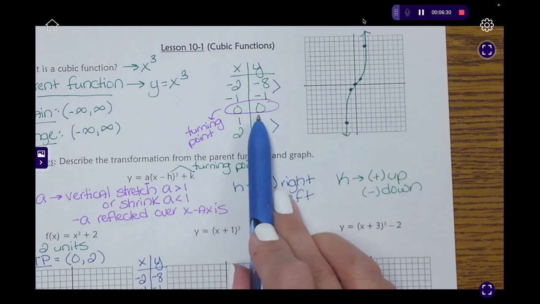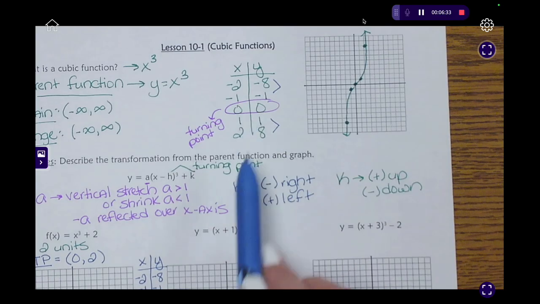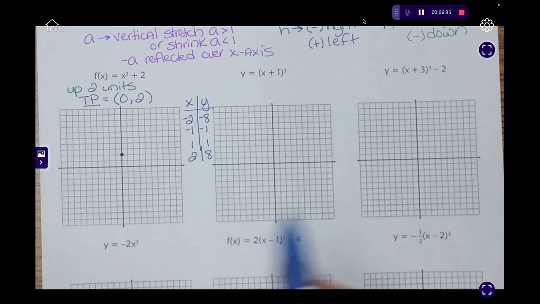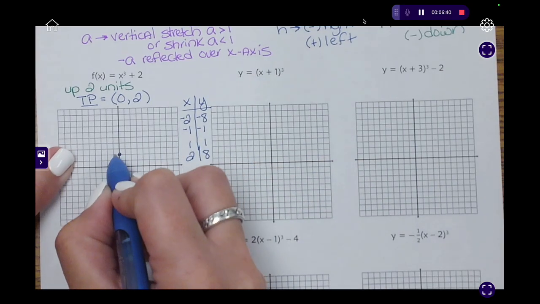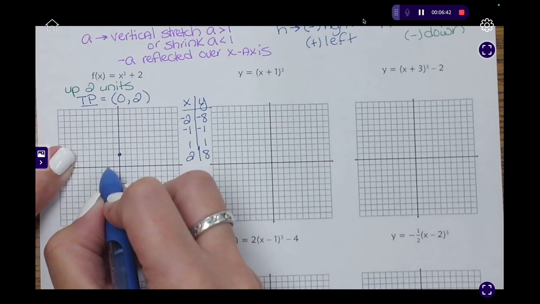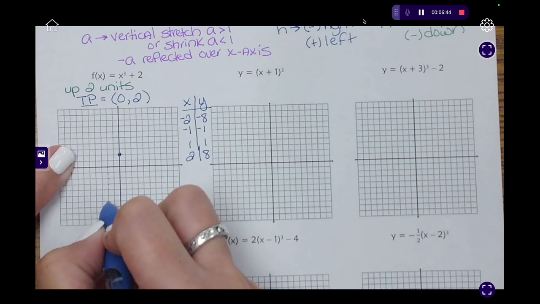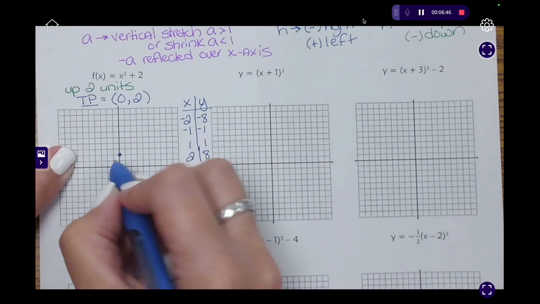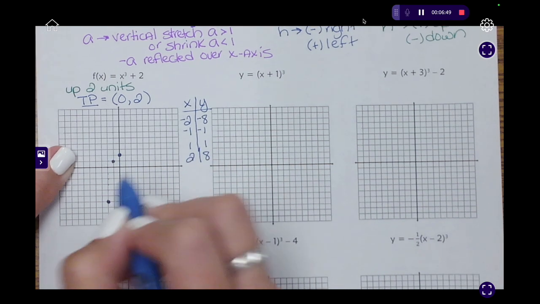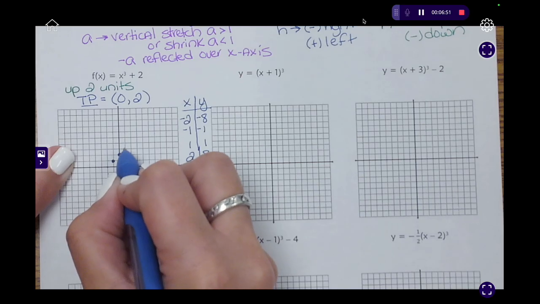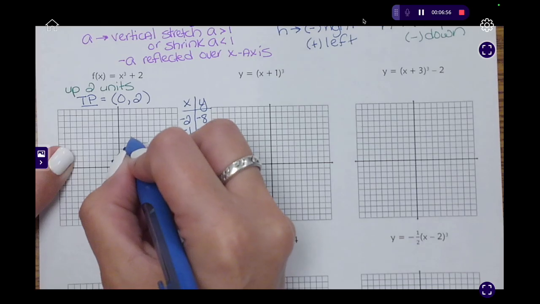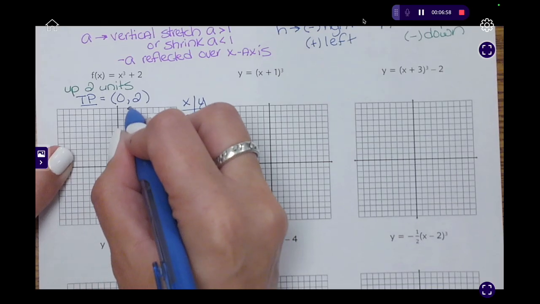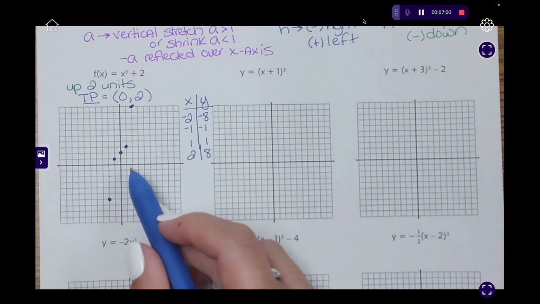So remember that turning point falls in the middle, and we've already found our turning point at 0, 2. Now we're going to use these other points right here to tell us the direction to graph. From that turning point, I'm going to go over 2 and down 8. And that's a point. I'm going to go over 1 and down 1. Then over to the right 1 and up 1. And then over 2 and up 8. So realize all of that just came from that turning point.